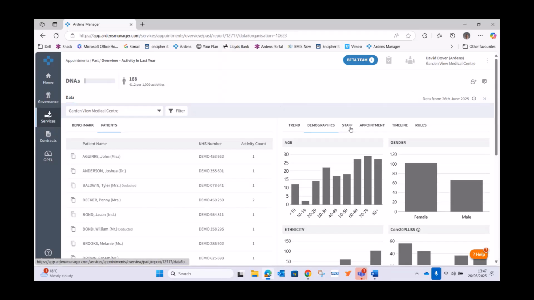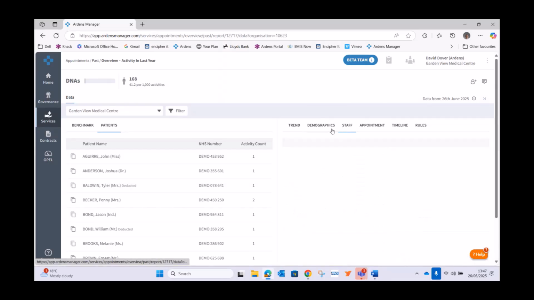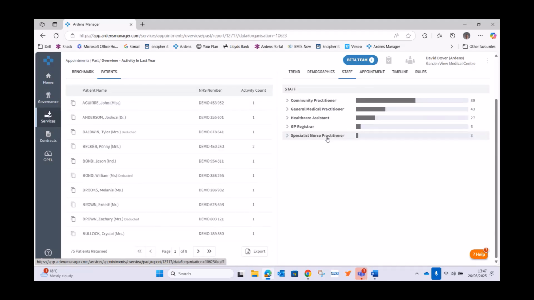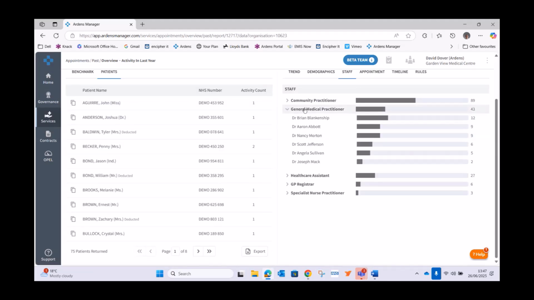So again, what I can do is look at that staff tab. I can break that down by all of the different categories. So again, by GP, I know exactly now which GP is suffering the most from DNAs.